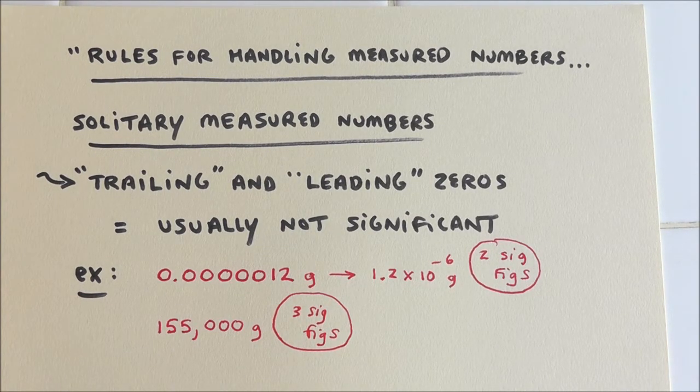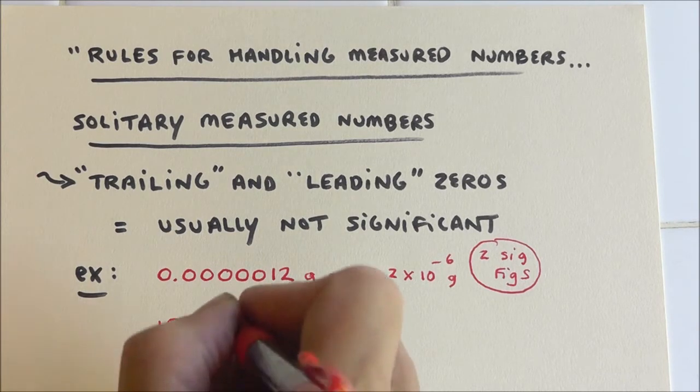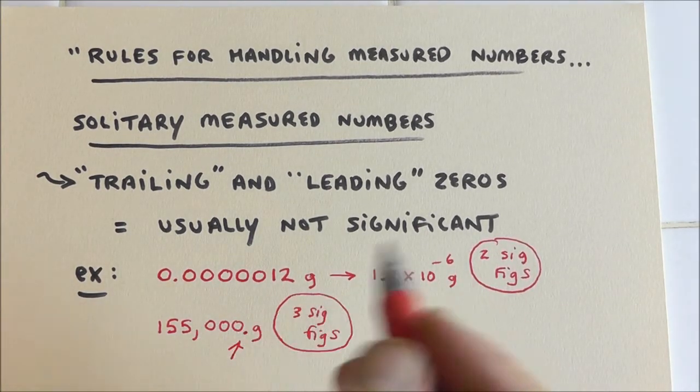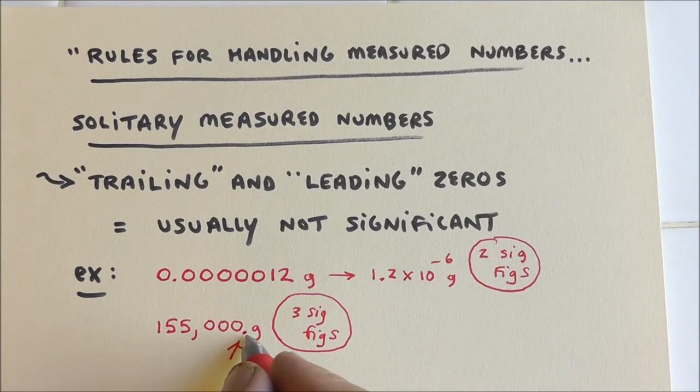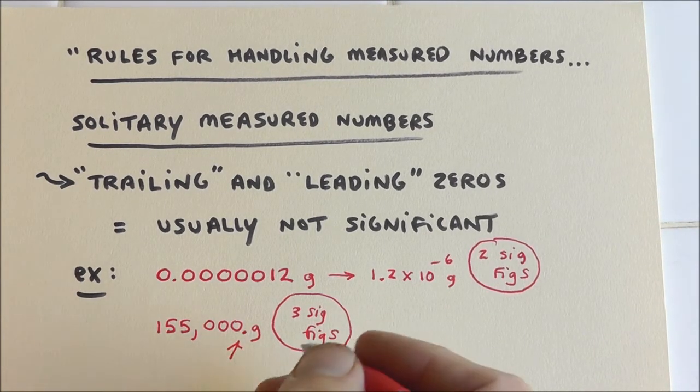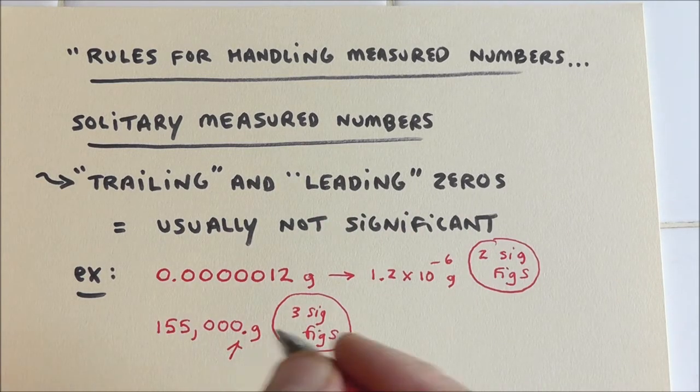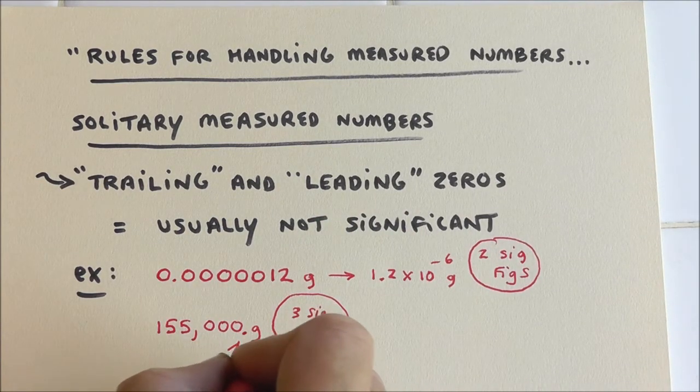Now the only exception is once in a while, if you see something where they put a decimal point there, then that's a different ball game. If that's there, you count them all. That decimal point means, yes, I measured that to a single gram, and it just happened by dumb luck to fall right on a bunch of zeros. Then you would say that has 6 sig figs.